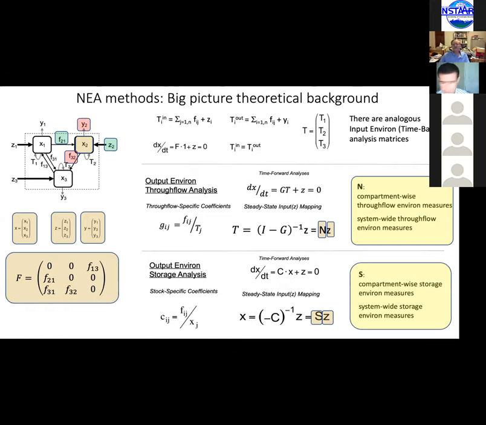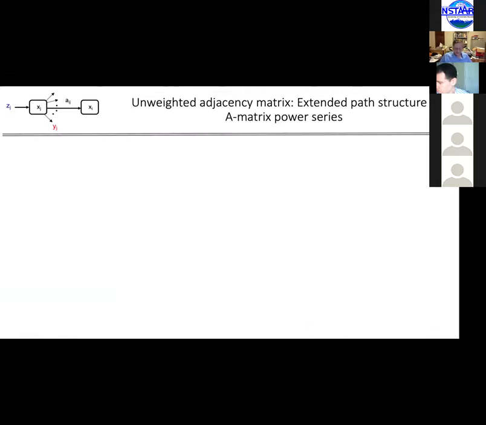So there are analogous matrices for the input environ case, where you're looking backward against the flow of the arrows, and I'm not going to show those in the interest of time. But I do want to talk about something that's important for the interpretation analysis, which is the extended path structure that is underneath, that is part of the theoretical background of this analysis.